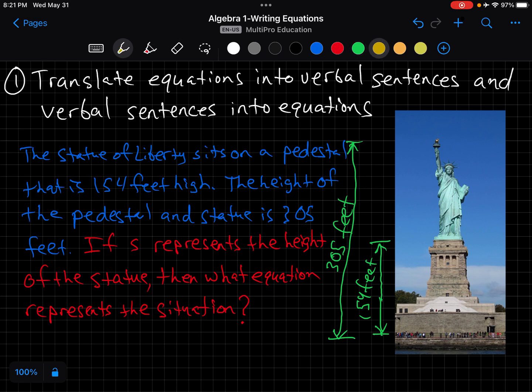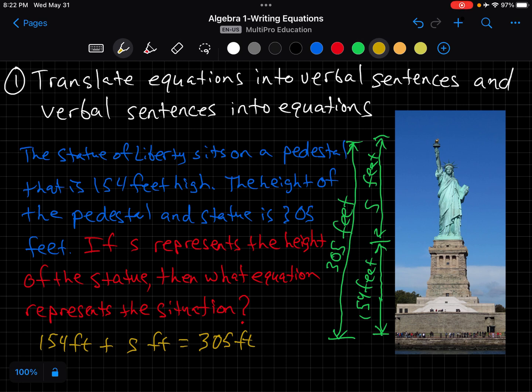Okay, so let's write this into an equation. So if we have 154 feet plus, and we're going to make this part S in feet. Okay, because they say if the S represents the height of the statue plus S in feet, this equals 305 feet, right? Because if you take the height of the pedestal plus the height of the statue, that's the total height, 305 feet. So let's go ahead and solve this while we're at it.